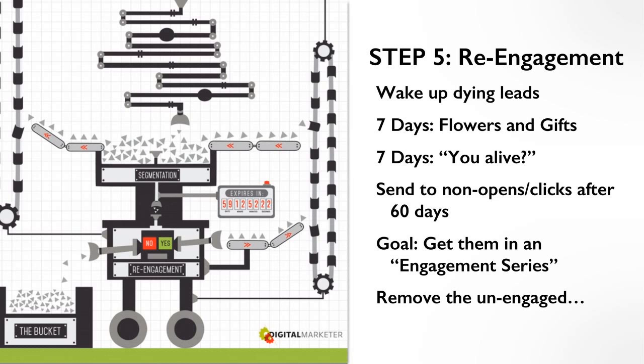Then another 7 days, you want to go to the, hey, are you alive? Or are you mad at me? We call it like the passive-aggressive technique. Are you mad at me? Did I do something wrong? Emails like that, okay? And then at that point, if it's been 14 days and they still haven't opened and they still haven't clicked, then you're probably better off just to clean those leads from your list or to move them into a different database because they're just not that into you.